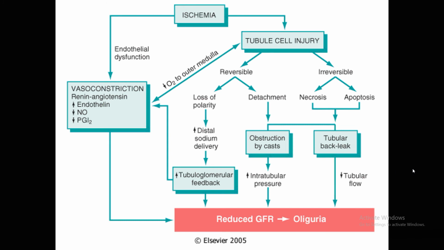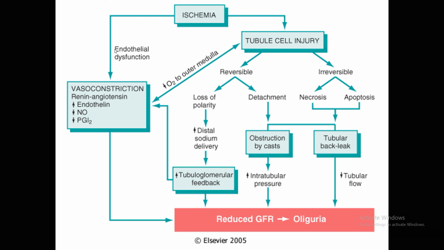This slide illustrates the mechanism of the acute renal failure caused by ischemia. Tubular cell injury: the severe ischemia will cause irreversible injury, necrosis, apoptosis, accelerated with obstruction by cast, increased intratubular pressure, and tubular backleak, thus decreasing the tubular flow. This is the mechanism of the reduction of the glomerular filtration rate and oliguria. Even the reversible tubular cell injury may cause increased distal sodium delivery and increased tubuloglomerular feedback, thus reducing glomerular filtration rate and oliguria.